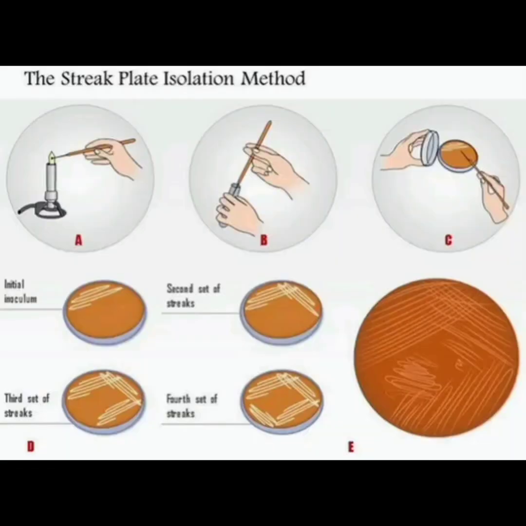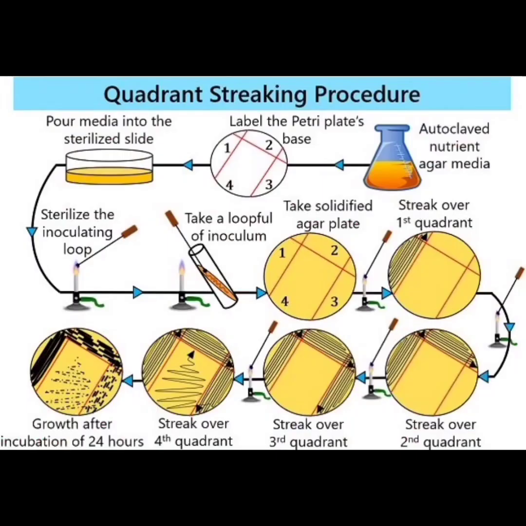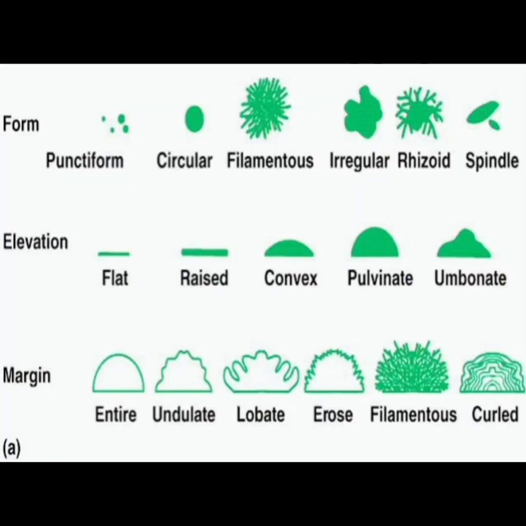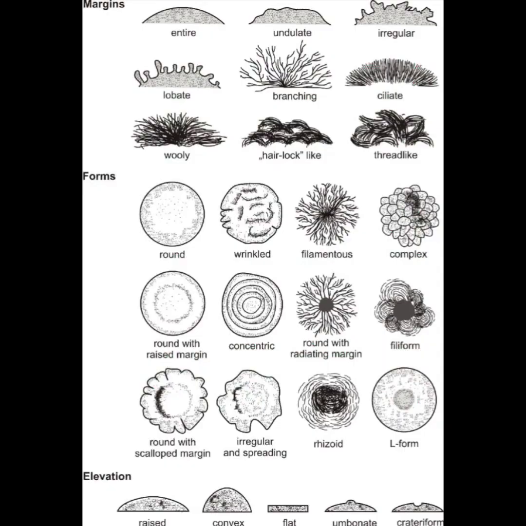Pigment production is another useful characteristic, which may be combined with optical properties such as opaque, translucent, shiny and dull. These are the simple things we want to know. If you have any doubts, you can repeat the video and replay it.